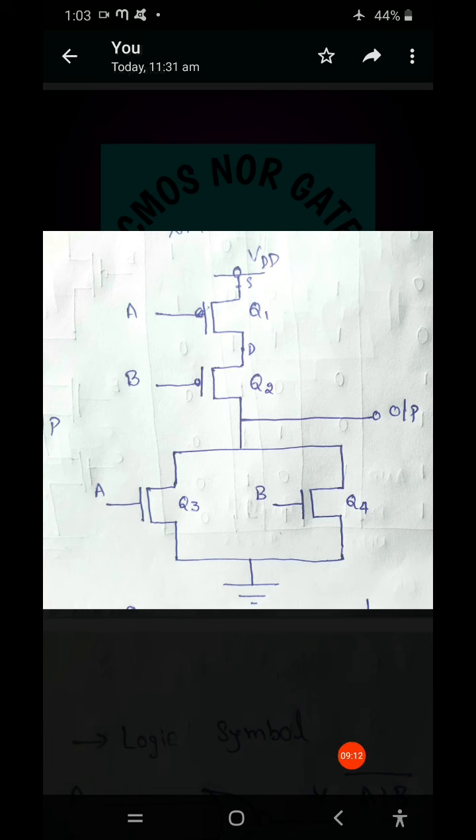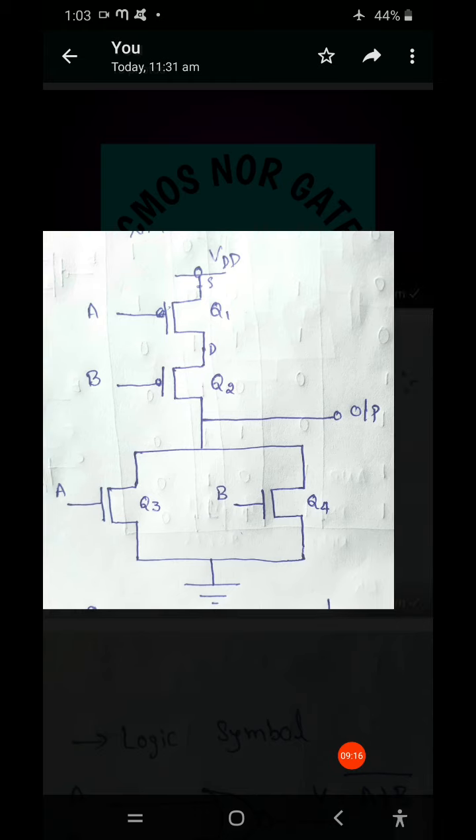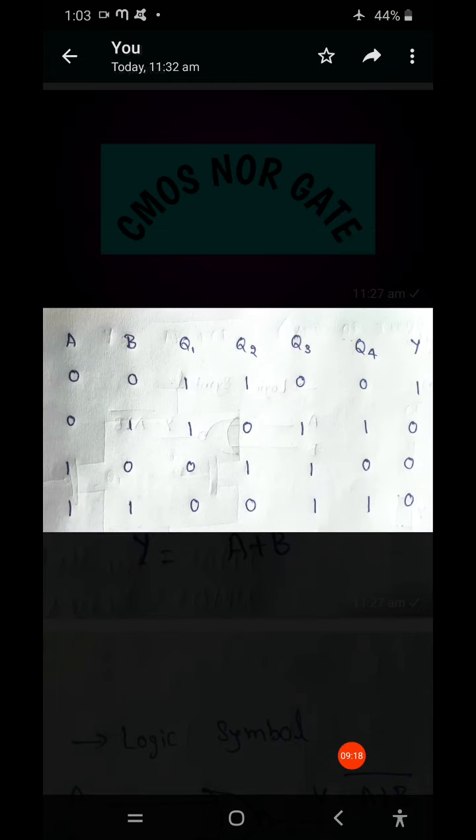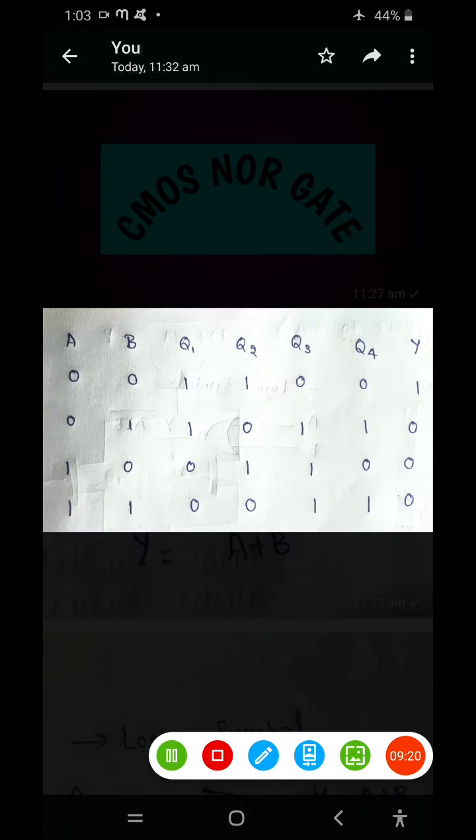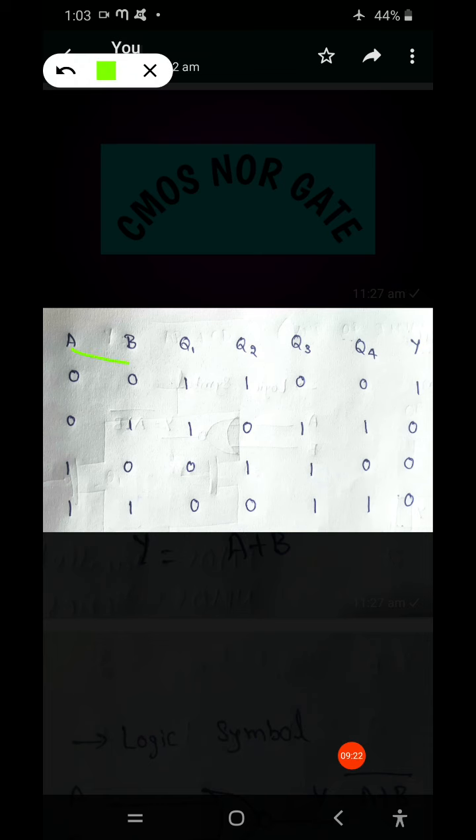So that is the CMOS NOR gate. Okay, so this one is about the CMOS NOR gate. You have seen that one. And this one is the truth table, right? A and B are the inputs, Q1, Q2, Q3, Q4 are the transistors here, and Y is the output. On or off will be either 1 or 0. For on it is 1 and for off it is 0. So you can observe clearly in this truth table. So this is the truth table for the CMOS NOR gate.